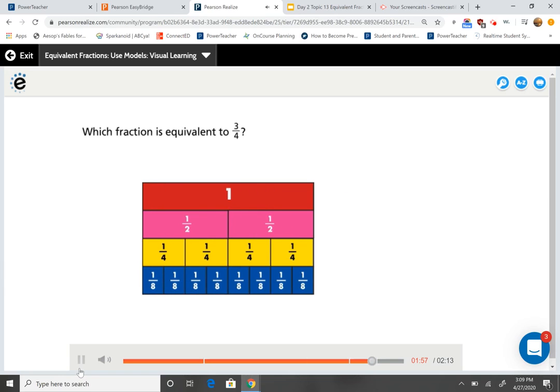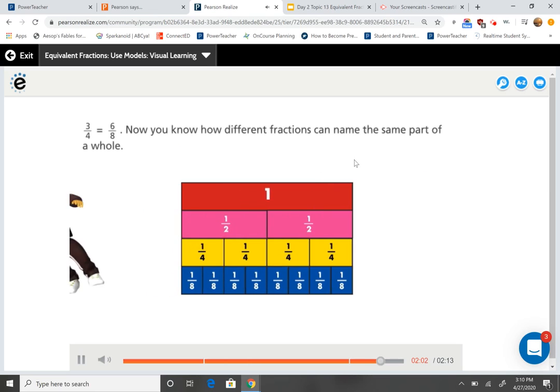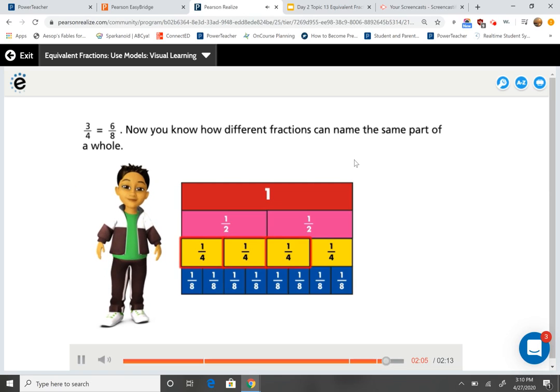Which fraction is equivalent to 3/4? Now select your answer. We're looking at what's equivalent. So we can take a look, and these are going to be eighths down below it. Because if I look up, nothing lines up evenly. But if I look down, they do. So there are how many copies of this unit fraction 1/8? 1, 2, 3, 4, 5, 6. So I'm going to say that 6/8 is equal to 3/4. Let's see if we're right. Nice. 3/4 equals 6/8. Now you know how different fractions can name the same part of a whole.